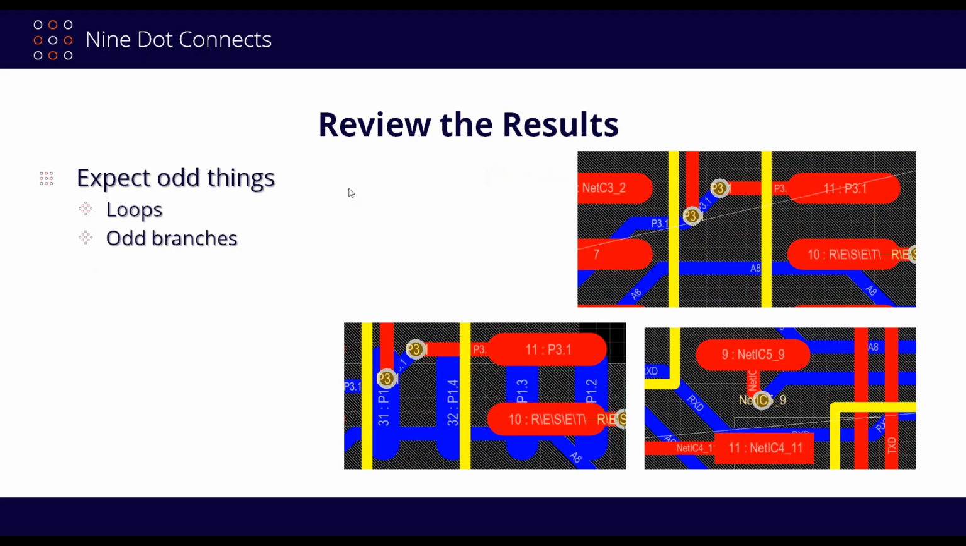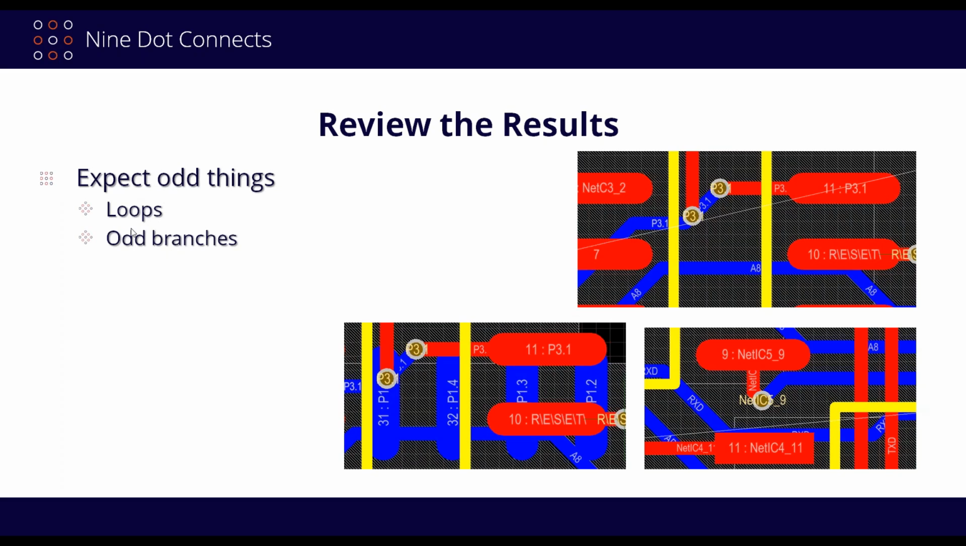You're going to get weird things. And you can see all these little weird things that we've seen as we've been going through it. You're going to have to clean these up. And so you can see some examples over here of things that probably should not have happened, but they did. And, you know, that's just kind of unfortunately a byproduct of these routers. So look for loops, look for odd branches.